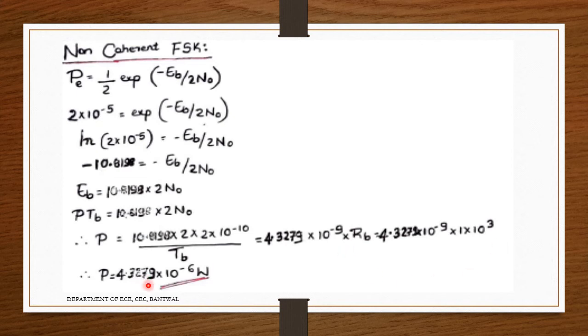Again, Tb is nothing but 1 by Rb. After multiplying this value, we get 4.3279 into 10 to the power of minus 9 into 1 into 10 to the power of 3, which is the value of Rb. So when you substitute and simplify, we get P is equal to 4.3279 into 10 to the power of minus 6 watts. So the power required is increased here.